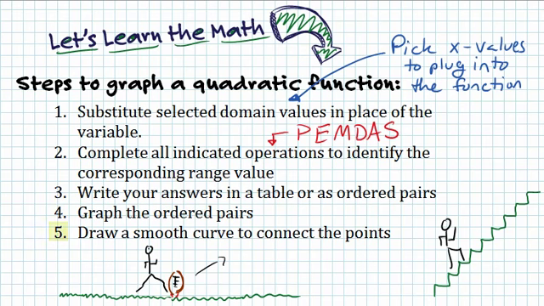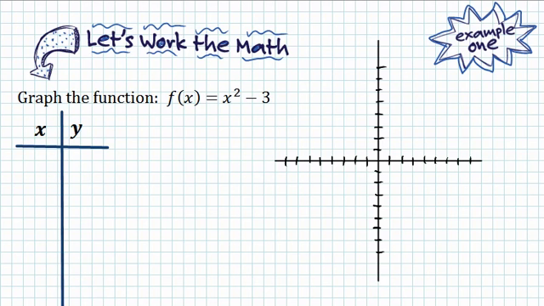Now, let's go work the math. In example 1, we will graph the function f of x equals x squared minus 3. So the first thing I'm going to do is pick a few values from the domain. I'm going to pick -3, -2, -1, 0, 1, 2, and 3, because that'll give me a good idea of what this graph should look like.